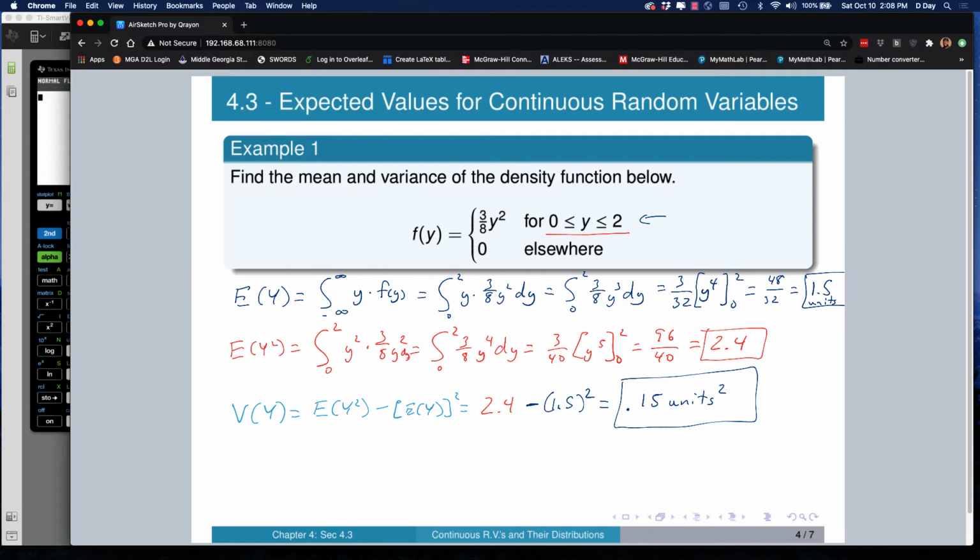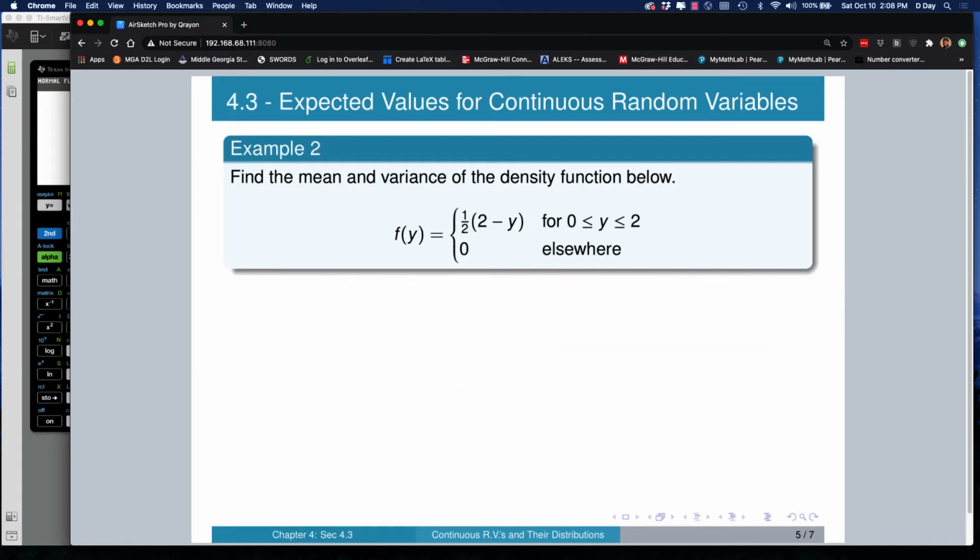So not too bad. Like I said, the integrals in this section are not terrible. A lot of times they're pretty simple integrals. They just want you to get used to the pattern. There are occasions where maybe you have to use some other rules for integration here, such as integration by parts and things like that. But it doesn't happen often in this book. So let's take a look at a different one.